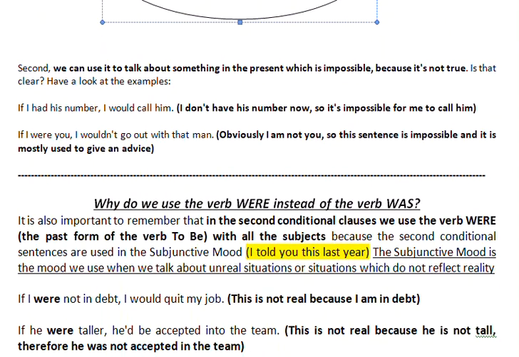Second use of the second conditional. We can use it to talk about something in the present which is impossible because it's not true. También podemos usar el segundo condicional para hablar sobre algo en el presente que es imposible. Algo que es imposible ahora mismo. Porque no es real en realidad. Porque no es así. Two examples.